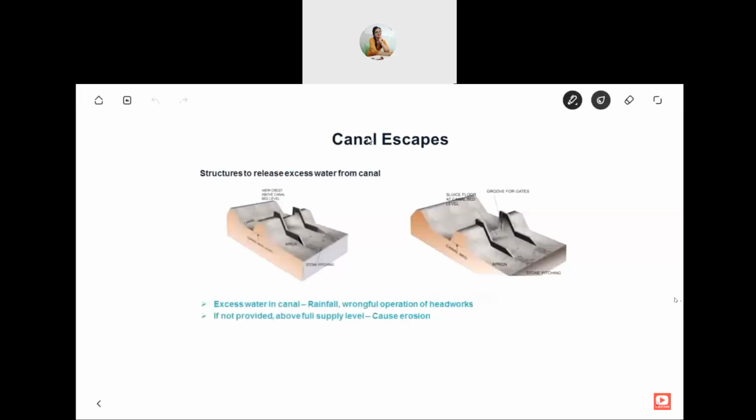Now let us see about canal escape. What we saw was when water flows down the canal, sometimes when excess water is there, you let it go down through an escape. This happens mainly due to high rainfall or wrongful operation of headwork. Sometimes you release too much water. If this is not provided, the water level goes above the full supply level, which is very dangerous. If this is the full supply level and water goes above the banks, it will start eroding and a lot of ill effects happen.